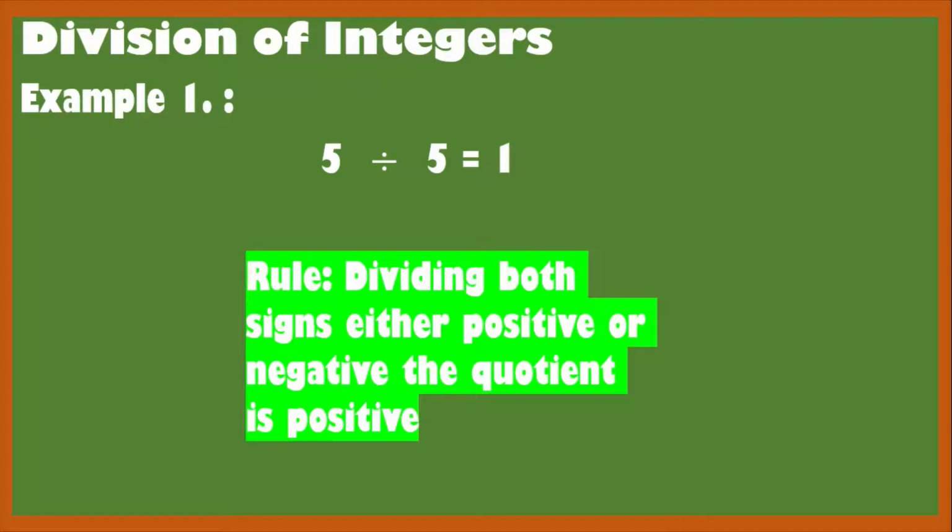Let's go to division of integers. Division of integers also has the same rules as multiplication of integers. But the only difference here is that the operation is division. Okay? So 5 divided by 5 equals 1. Because the first rule applies to this, which is dividing both signs, either positive or negative, the quotient is positive. So positive divided by positive will be positive.